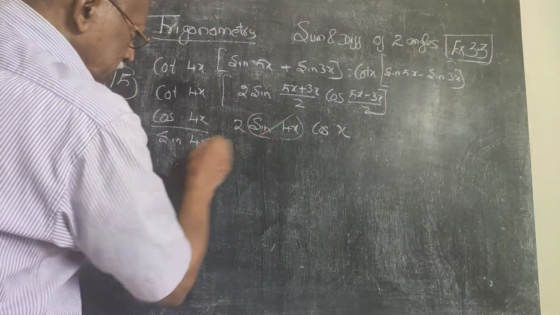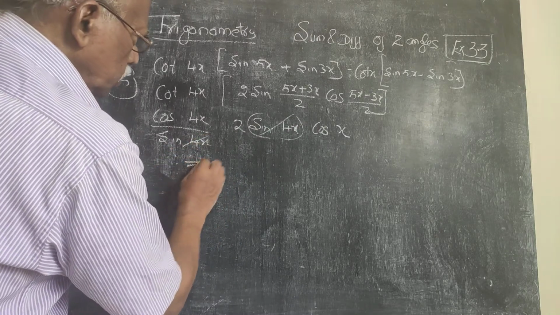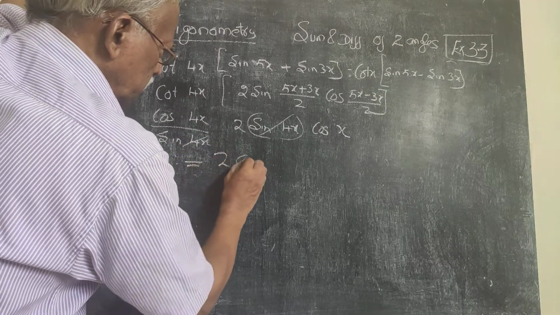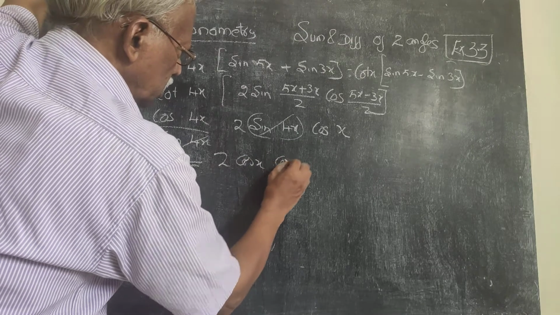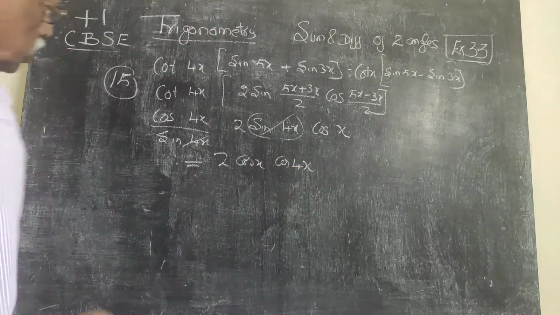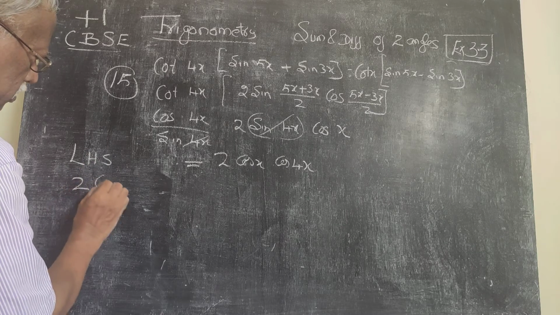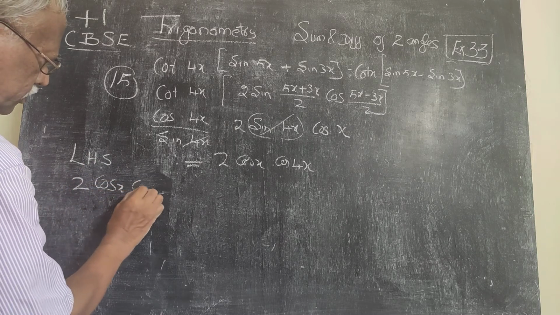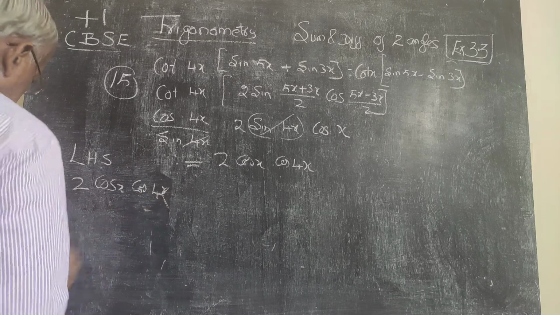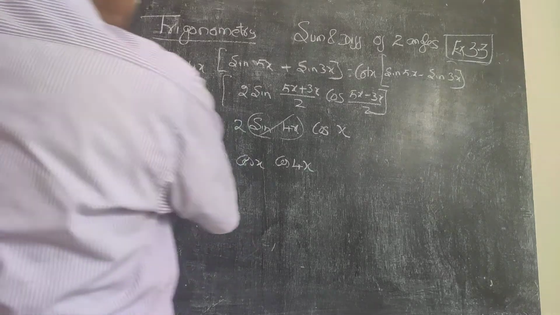So this sin 4x gets cancelled. So what you are getting here is 2 times of cos x and cos 4x. So the LHS we have simplified as 2 cos x and cos 4x. Let me go to the right side.